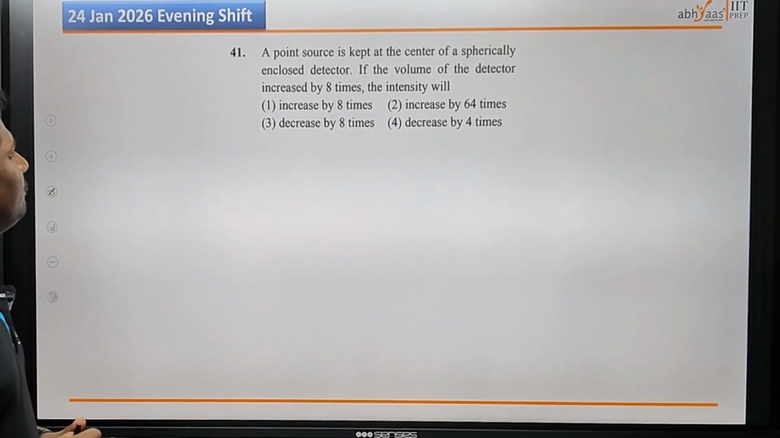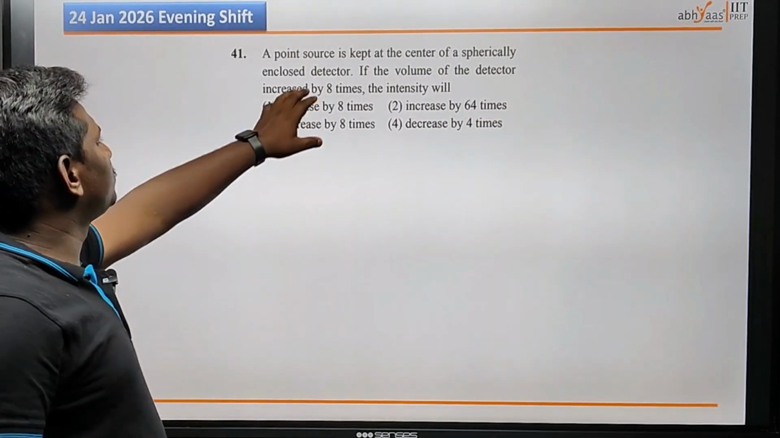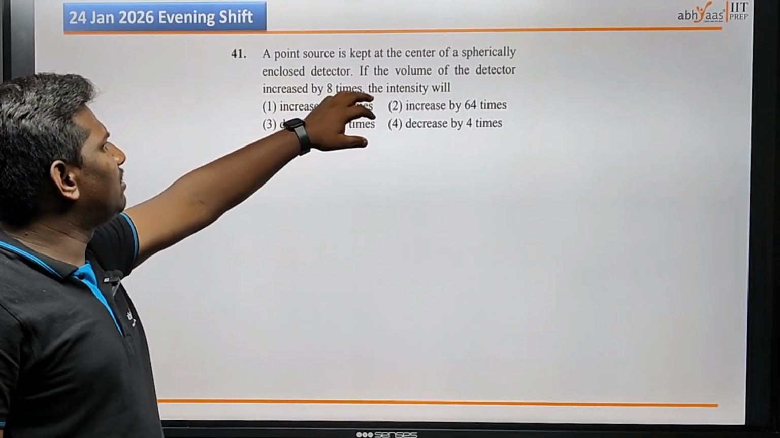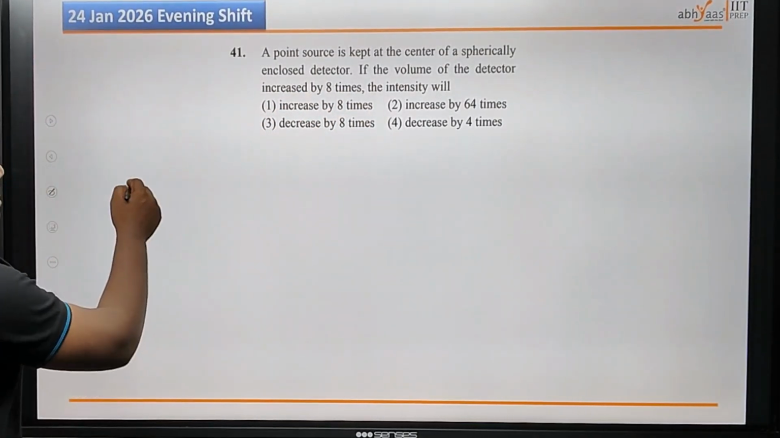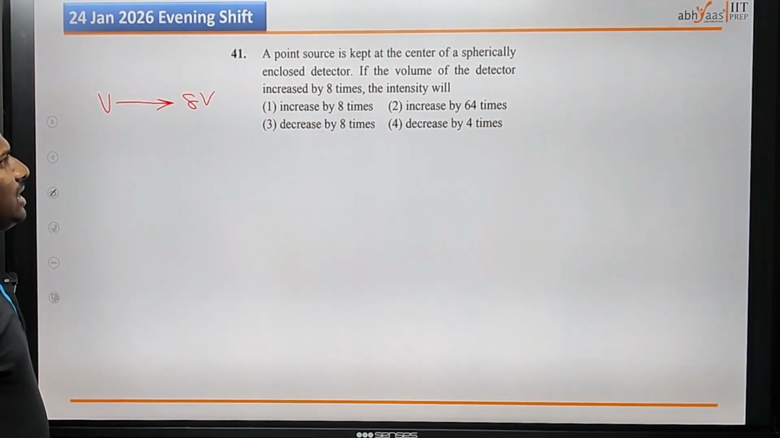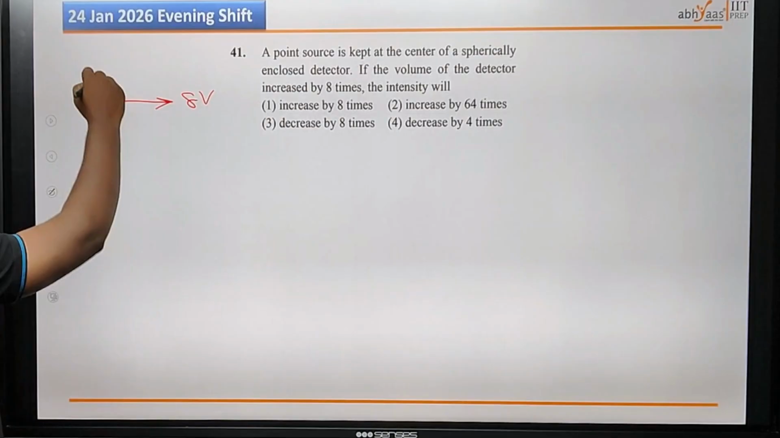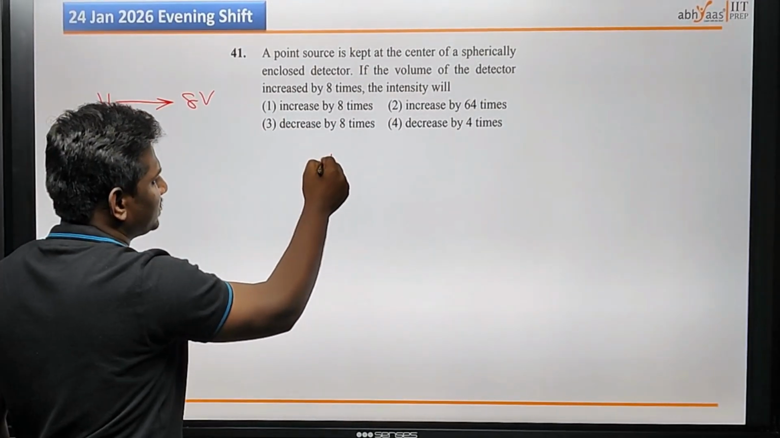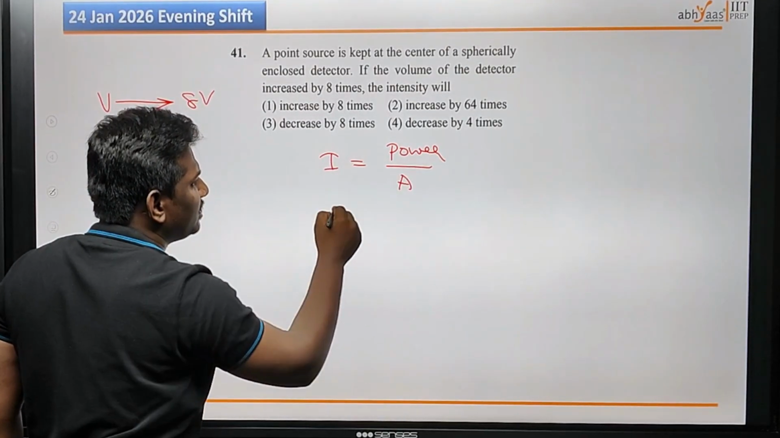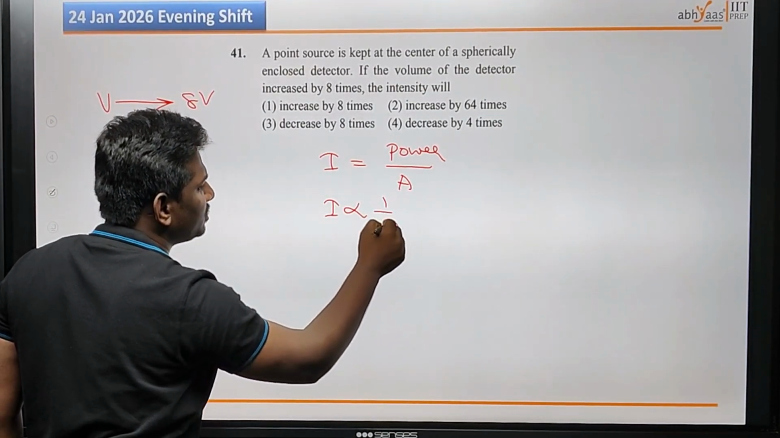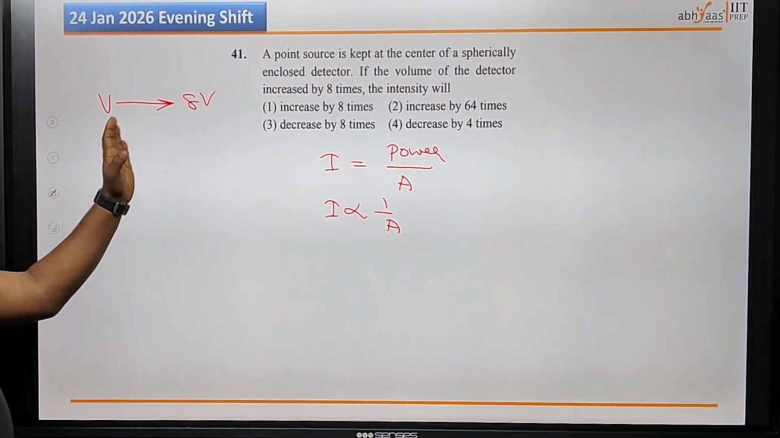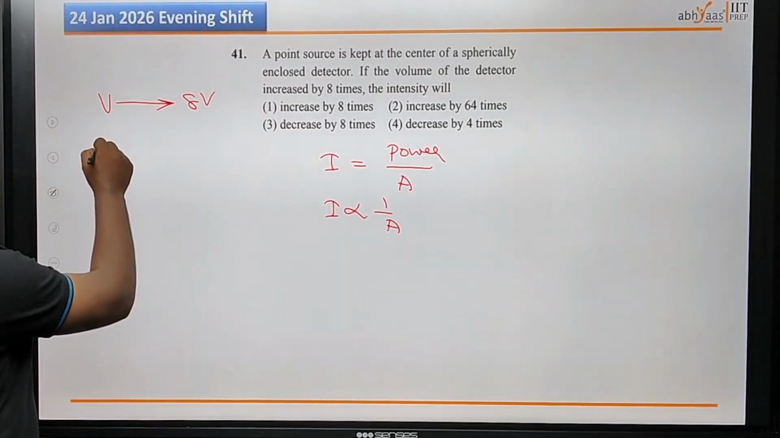Next question. 41. A point source is kept at the center of a spherical enclosed detector. If the volume of the detector is increased by 8 times, initial volume is V and it is increased by 8 times, the intensity will be? Intensity formula, we know that one. Intensity is nothing but power by area. So intensity is inversely proportional to area. So that is a spherical enclosed detector. Volume is 8 times. Then what will happen to R?